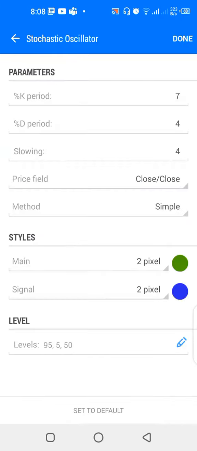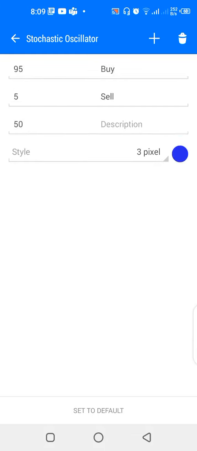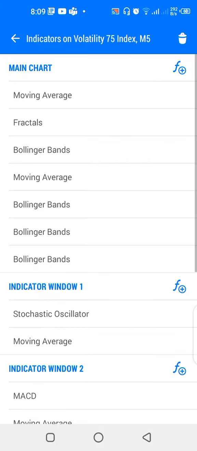Okay, we have the stochastic oscillator. The percentage K period is 7. Percentage D period is 4. The slowing is 4. Price field is close over close. Method is simple. Okay, the main style is green. The signal style is blue. And then I have levels 95, 5, and then 50. Color is blue. That's for the stochastic oscillator.